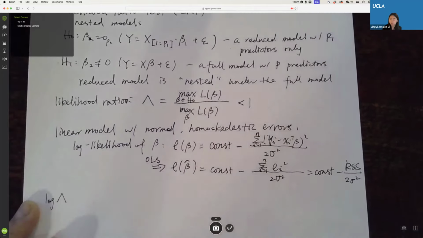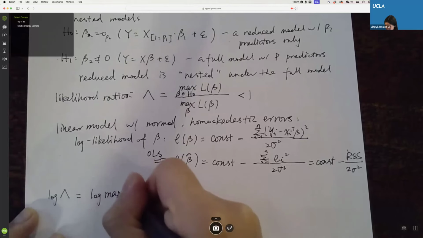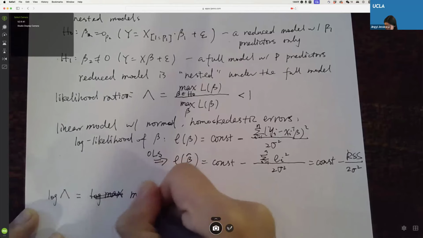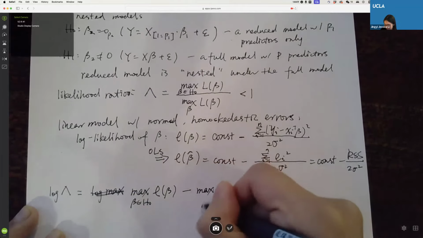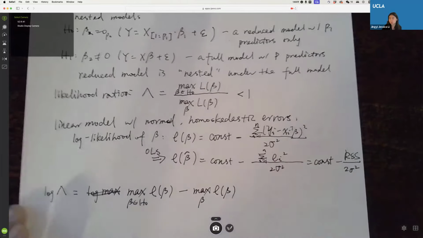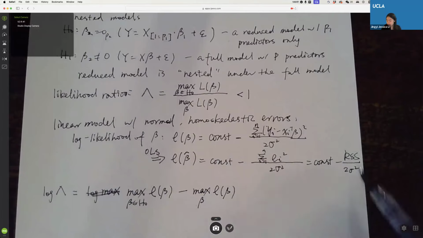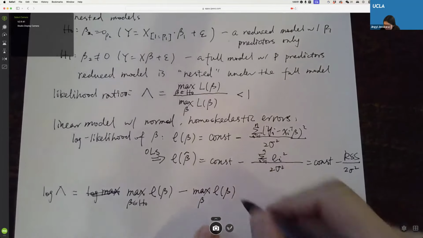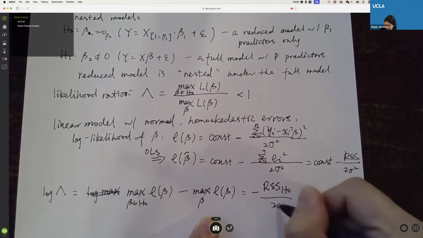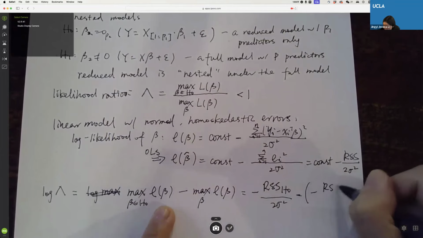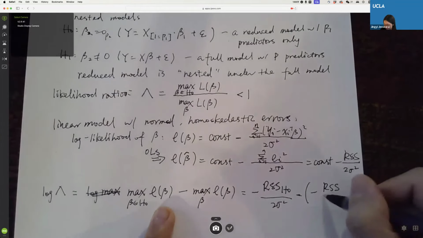So if you look at the likelihood ratio here, if I take the log of this likelihood ratio, essentially I'm getting the max over beta under H0 of the log likelihood minus the max without constraint under the alternative of the log likelihood. I'm comparing two log likelihoods. If I assume the constant with the same sigma square can be canceled out, essentially I have minus RSS obtained under the null model over 2 sigma square, minus RSS under the alternative model, the full model, I'll just drop the subscript, over 2 sigma square.